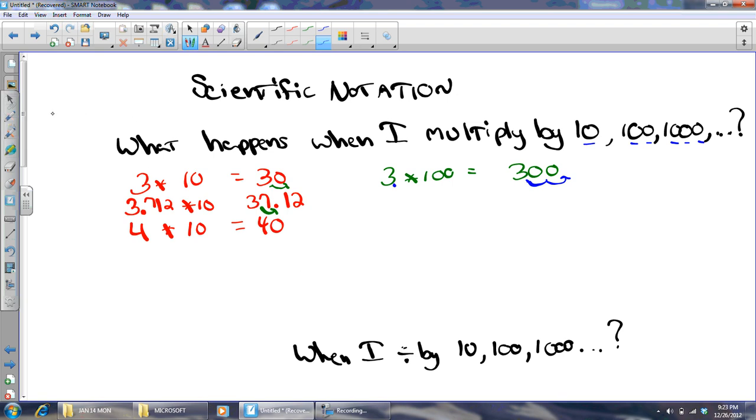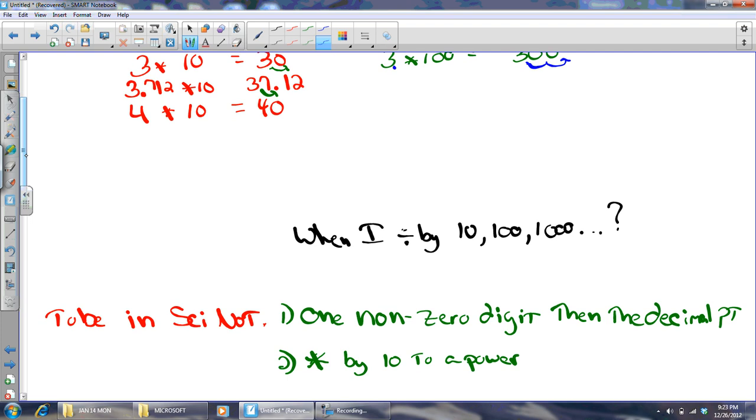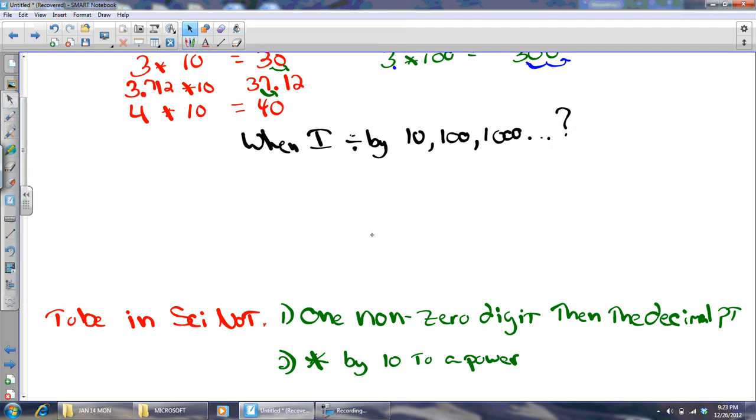Okay. Now what happens when I divide by 10, 100, or 1,000? Well, probably a pretty similar idea. I mean, let's start real easy. Let's take a number like 400 or 40 and let's divide it by 10. Well, doesn't it end up being 4? Now, if you've been paying any attention to the decimal point, you knew it was here, and so then it scooted there, right? So it moved one place to the left.